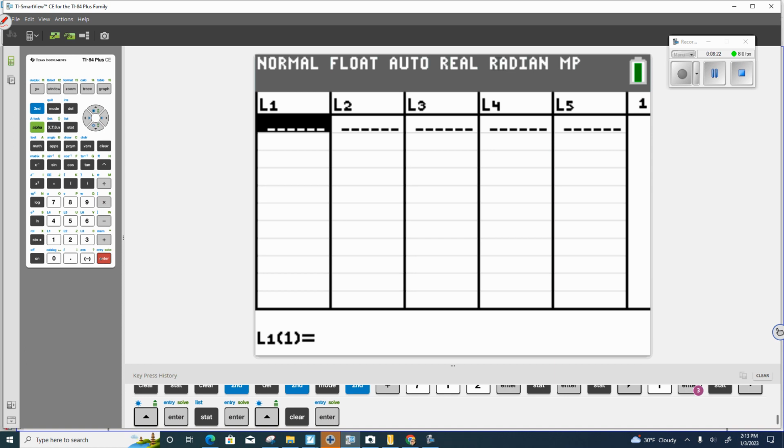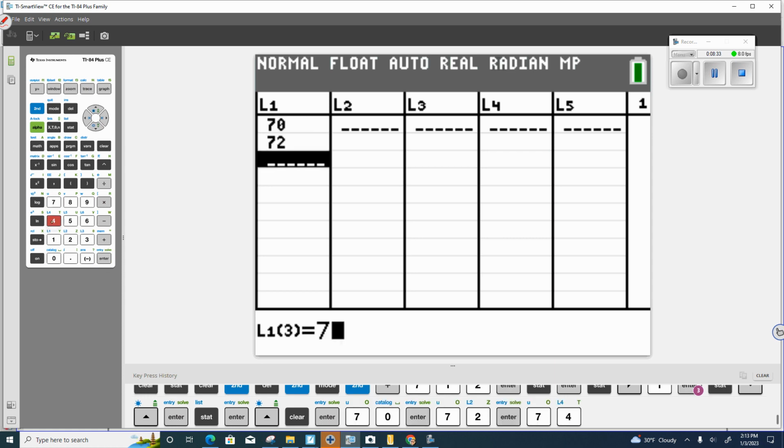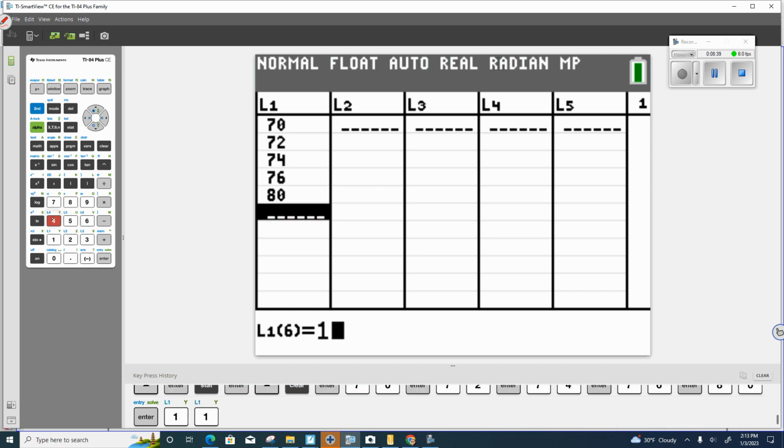Please put in these numbers of golf scores. Is that what we're doing? Yes. 70, 72. Before you finish, do you see any outliers?